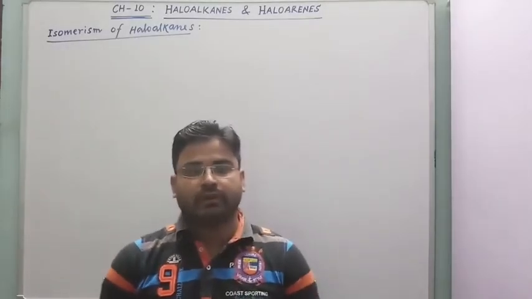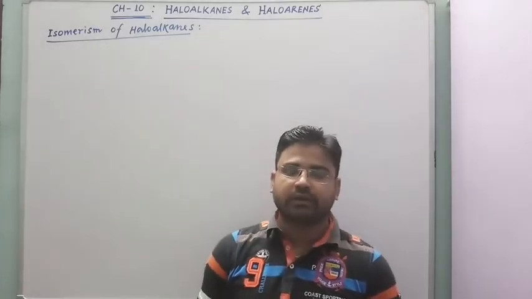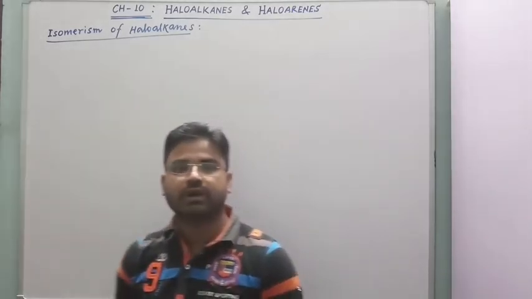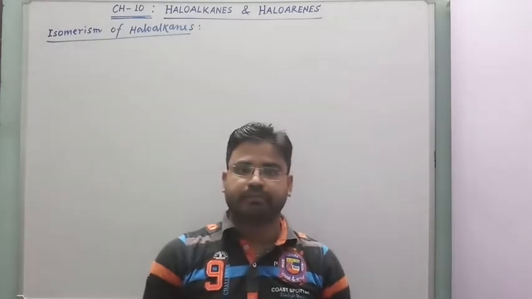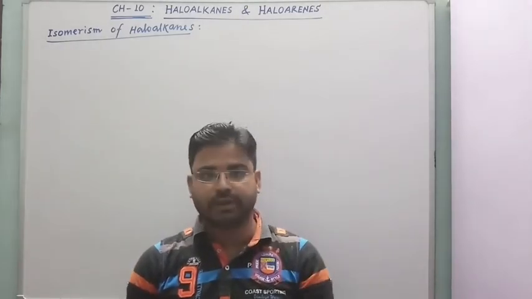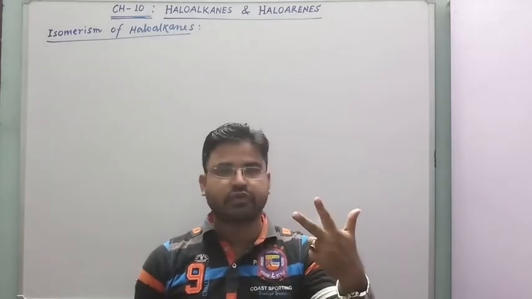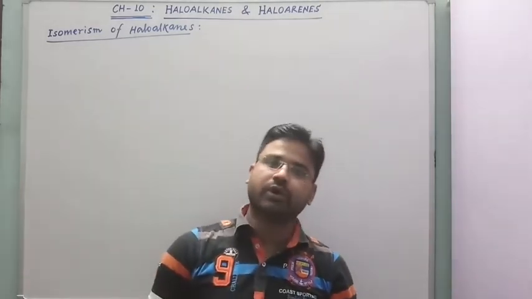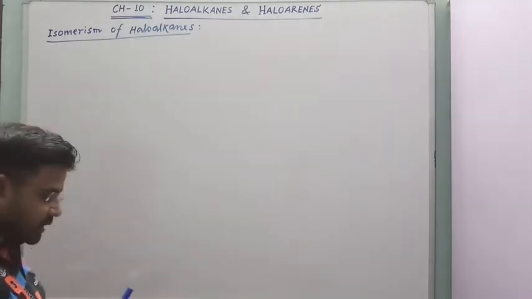So, what is isomerism? Two or more compounds having the same molecular formula but different physical as well as chemical properties are called isomers, and this phenomenon is called isomerism. Haloalkanes can show only three types of isomerism: one is chain or nuclear isomerism, number two, position isomerism, and number three, optical isomerism. Since a haloalkane does not contain any double bond or any functional group, because only halogen atoms are there, they cannot show metamerism, functional isomerism, protomerism, etc. So, haloalkanes can show only three types of isomerism.